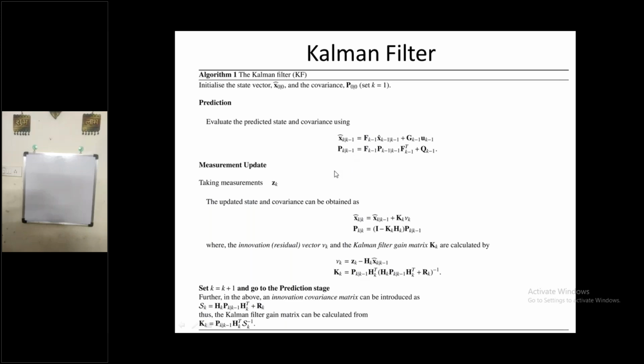So this is already known to us. So we'll directly substitute here. This H is the plant parameter, which is equivalent to the C matrix, which is also known to us. So this becomes H P H transpose plus R. This R is also known to us. And again, the inverse of this one.